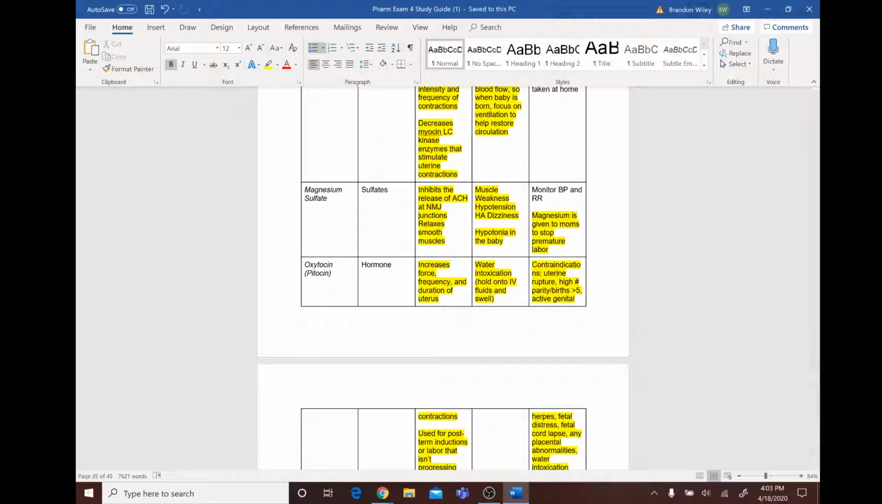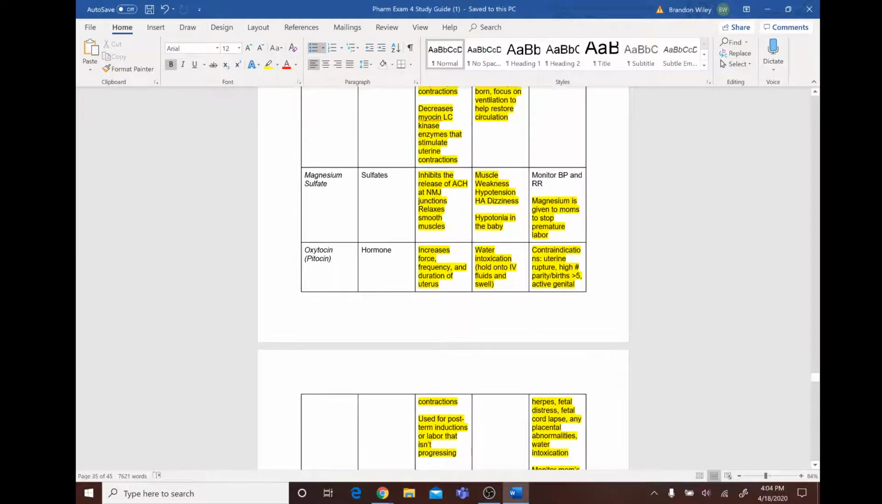What is the mechanism of action of magnesium sulfate? Inhibits the release of ACh at the NMJ, relaxes smooth muscles. What are the side effects of magnesium sulfate?